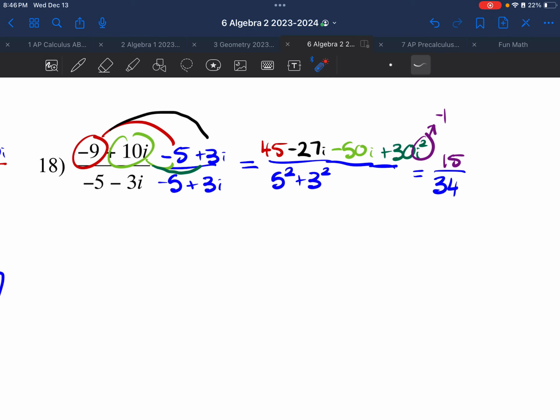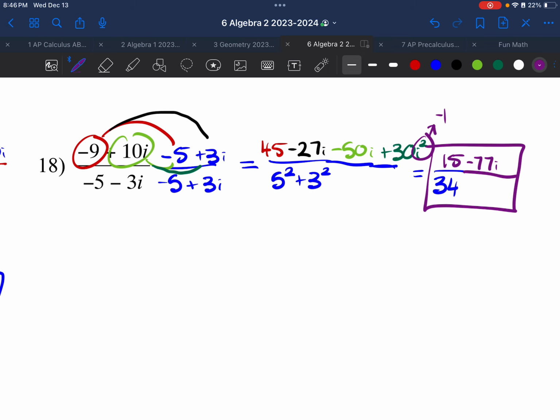Next, I have my imaginary terms. These are both the same signs, so they go in the same direction. I'm adding a 27 with a 50 to get a total of 77i in the negative direction, so minus 77i. I'm taking a look to see if any of these have like factors, like can I divide them by 3? That's what I'm looking for. Factors are 3 and 5, factors are 7 and 11, factors are 17 and 2. None of these share factors, which means I cannot reduce, and that is my final answer, which I will then box.